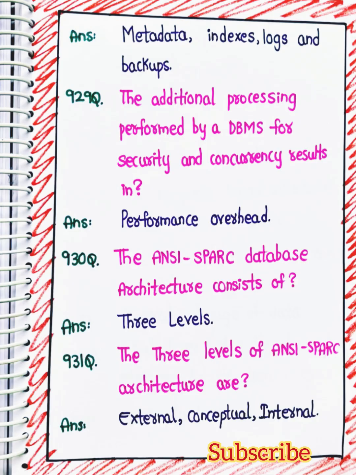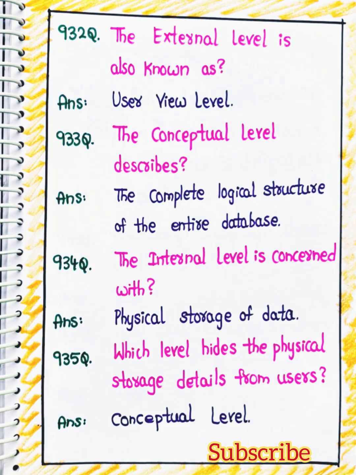The ANSI SPARC database architecture consists of three levels. The three levels of ANSI SPARC architecture are external level, conceptual level, and internal level. The external level is also known as user view level. The conceptual level describes the complete logical structure of the entire database.